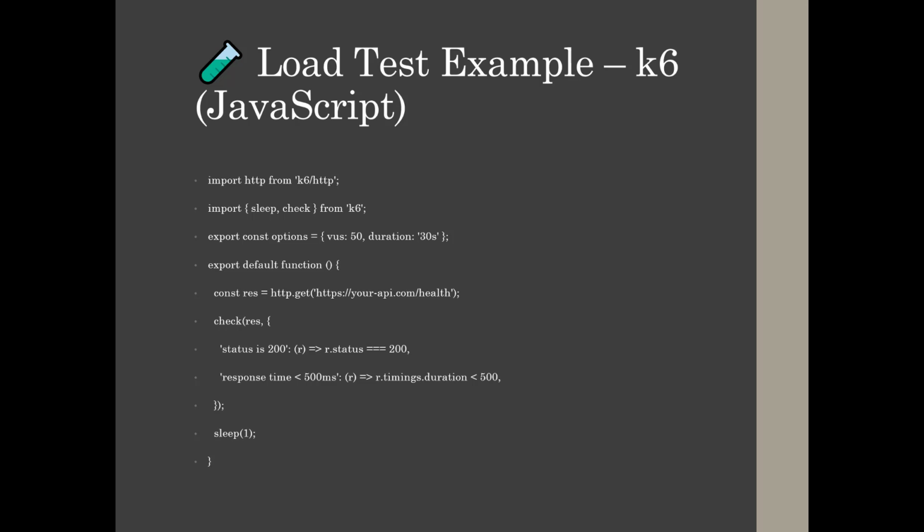So here's an example in K6. So this is JavaScript. And we can see here that we're simulating 50 users over 30 seconds. And going back to our previous video talking about, sometimes we need these endpoints to know whether or not our system is up. So we have a health endpoint that we can see that we're hitting in there, right? yourapi.com/health. So that health endpoint probably just gives us a 200 OK response. And we check for that and ensure it responds under 500 milliseconds would be maybe a nice benchmark for us to decide. You could choose a different number if you wanted.